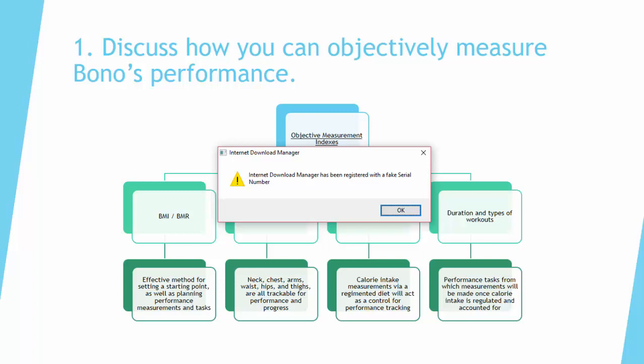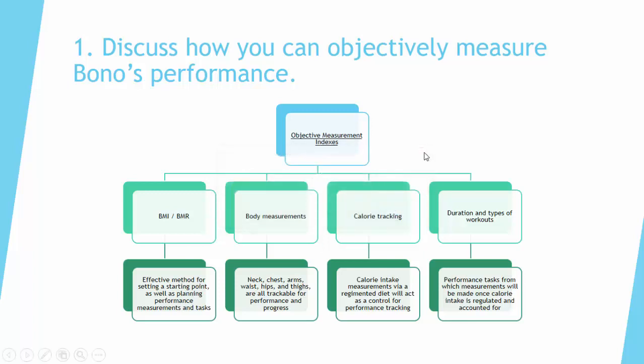Knowing calorie intake and the BMR allows us to calculate the total daily energy expenditure, the TDEE. Once we have figured out the TDEE, we can determine if the calorie intake is greater than the TDEE, this will result in weight gain, and if the calorie intake is less than the TDEE, it will result in weight loss. Since Bono is overweight, we will ensure that his calorie intake is less than his TDEE to ensure weight loss. The second index is body measurements.